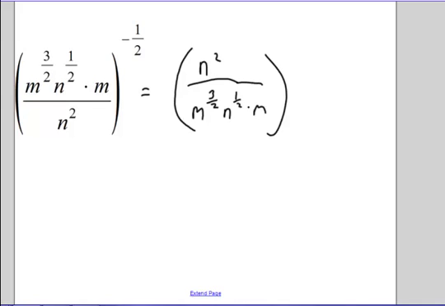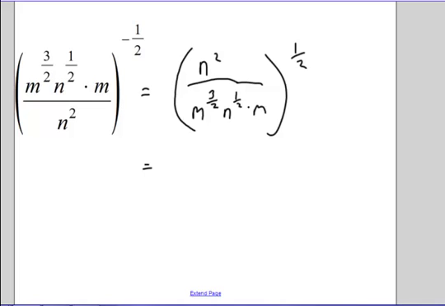Alright, let's try another harder one. Now in this case we have the negative, so let's just take the reciprocal of this whole thing. So that becomes n squared over m to the 3/2 n to the 1/2 times m, this whole thing to the 1/2 power. Okay, now before I do a power of a power and distribute this 1/2 to all of these powers, let's simplify the m and the m.